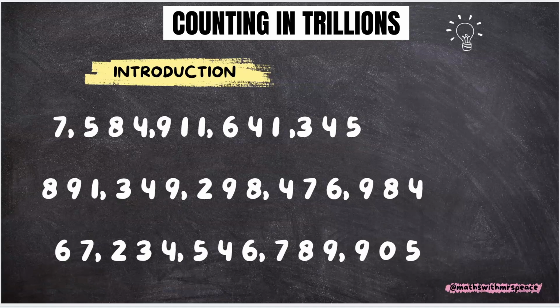So in the first number on the screen, the place value of 5 here is units. The place value of 4 is tens. The place value of 3 is hundred. The place value of 1 here is thousand. The place value of 4 is 10,000. The place value of 6 is 100,000. The place value of 1 is million.